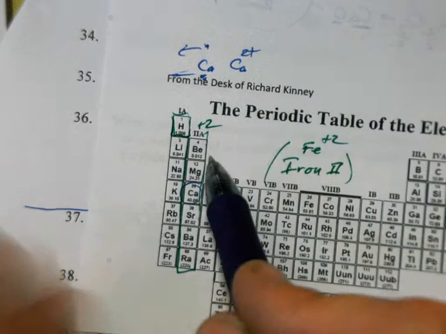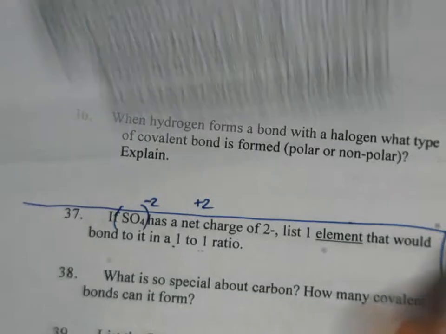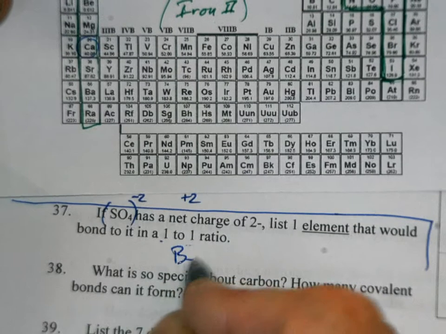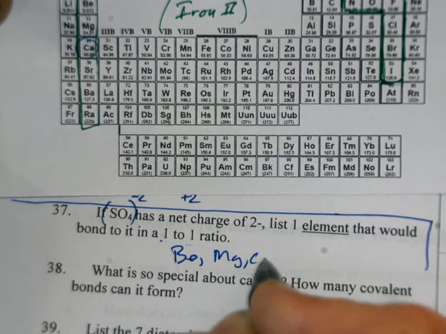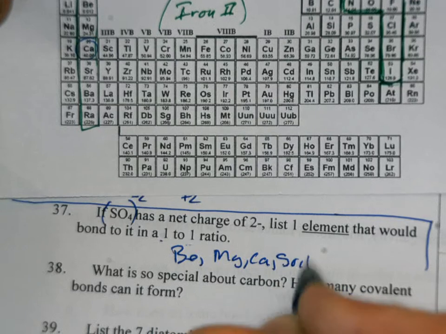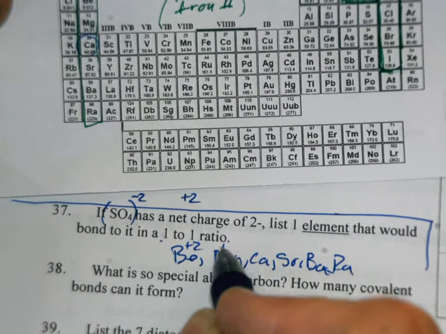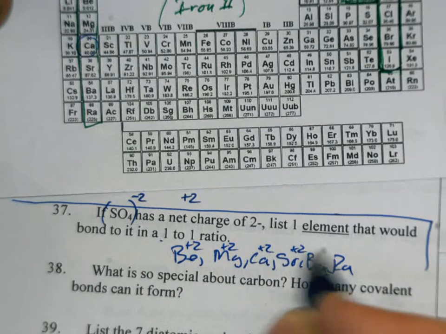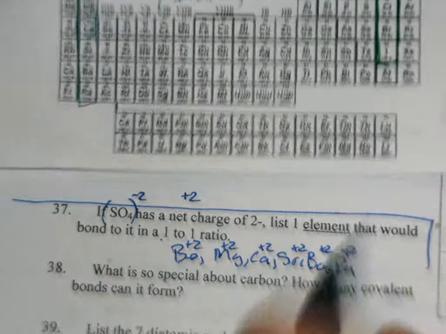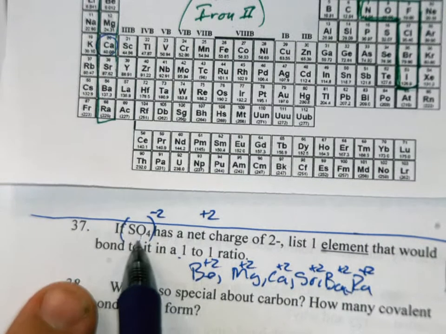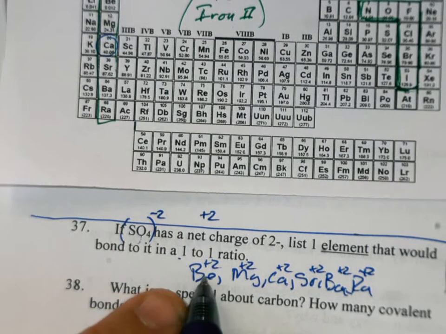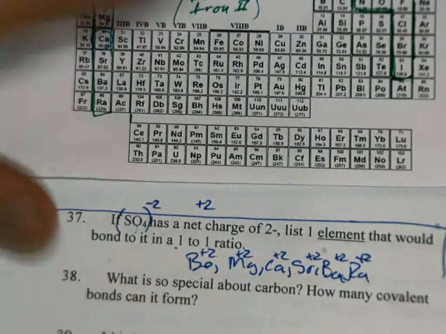So it would be any of those elements in group 2. That would be beryllium, magnesium, calcium, strontium, barium, or radium, because they all have a +2 oxidation number, and that will perfectly balance with a sulfate that has a -2. You just need one of these metals bonded to one of those.